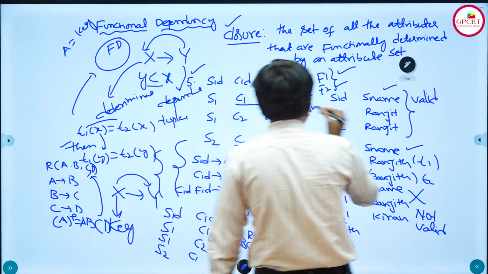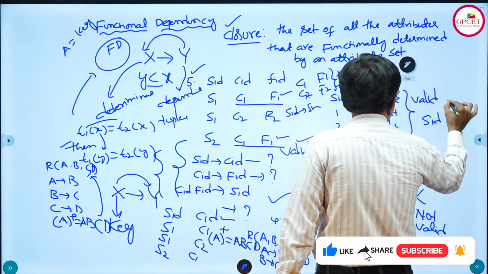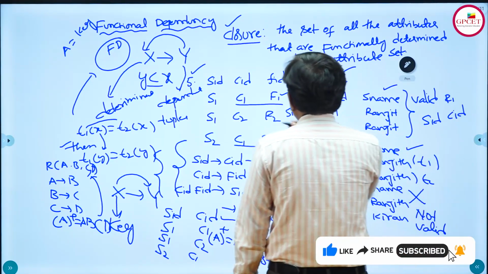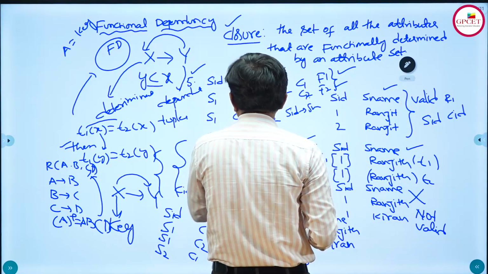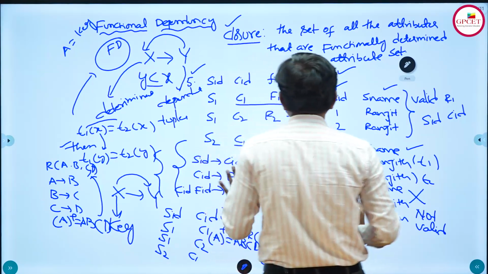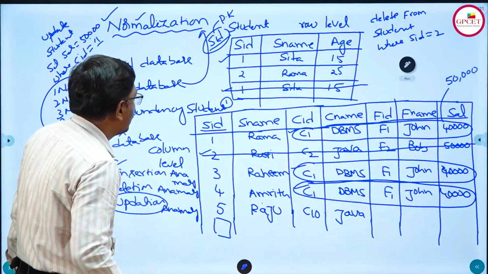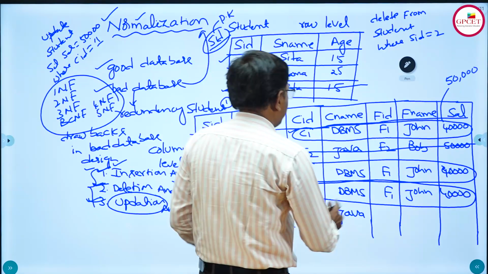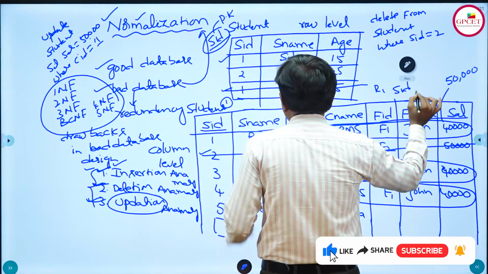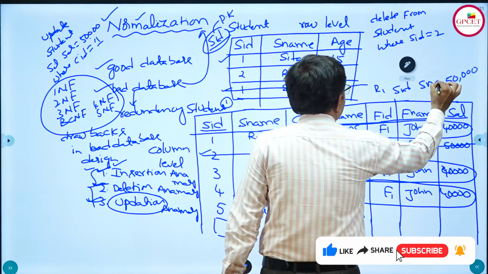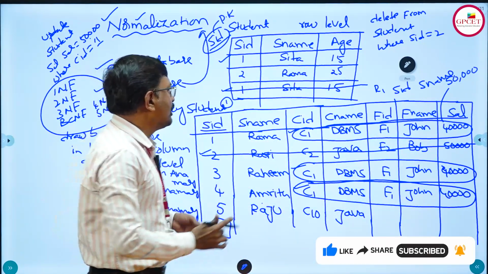What are the smaller relations? First case, that is SID, CID, that is one relation. Second table, that is SID, S name. The first relation R1 is SID, S name. Why? Because column level duplication is there. That's why you decompose into smaller relations.